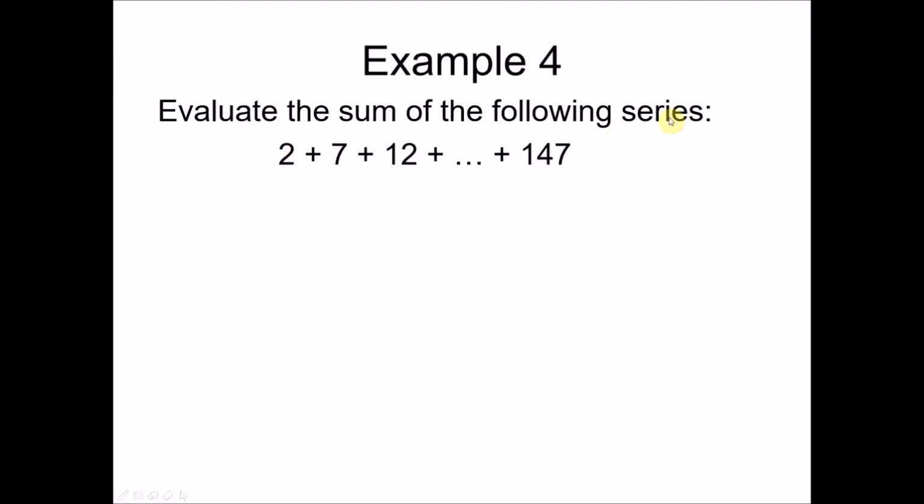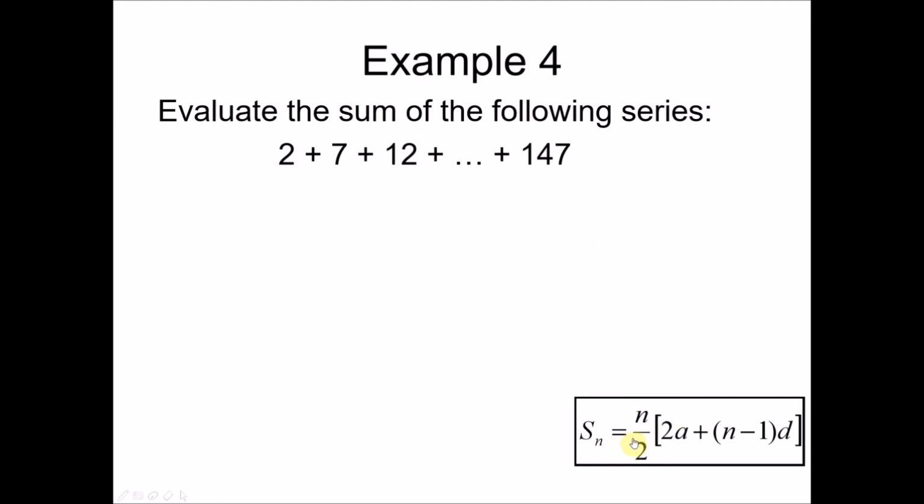Example 4, evaluate the sum of the following series. Given that this is a series, we want to find the sum. The first thing we need to do is check whether this is an arithmetic progression. First we check: 2 plus 5 equals 7, 7 plus 5 you get 12. Hence, we know that this is an arithmetic progression, because the common difference, 7 minus 2 is 5, 12 minus 7 is 5, it's the same. If we can identify this is an arithmetic progression, then we can use the formula. This formula can only be used for arithmetic progression.